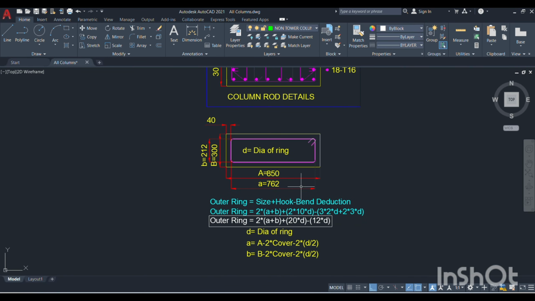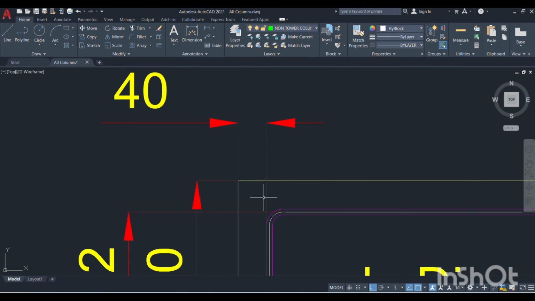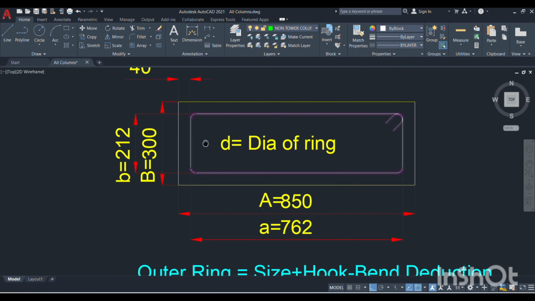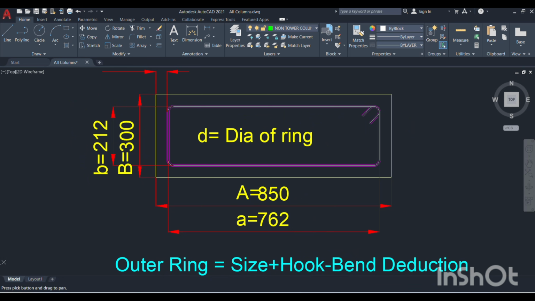I am taking this as the first, the outer ring, for the calculation. What are the given details? The column length is capital A, 850 mm, and capital B is the 300 mm width, and the cover to the main reinforcement is 40 mm. What we have to calculate is the ring dimensions, from the center of the ring, because only the center-to-center ring length needs to be calculated.